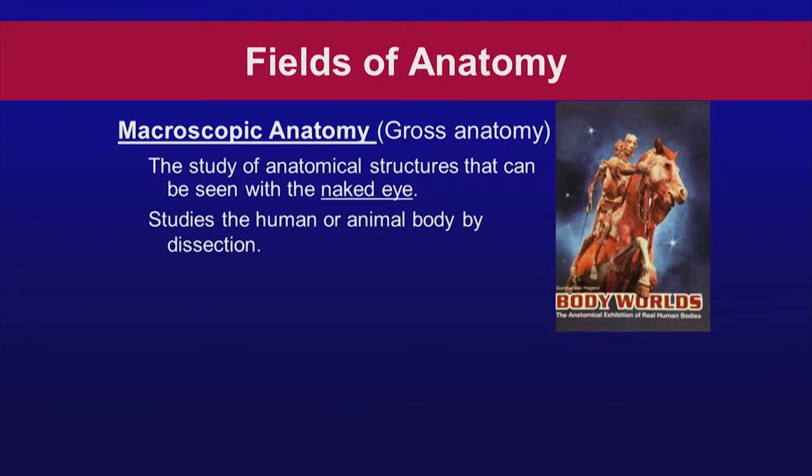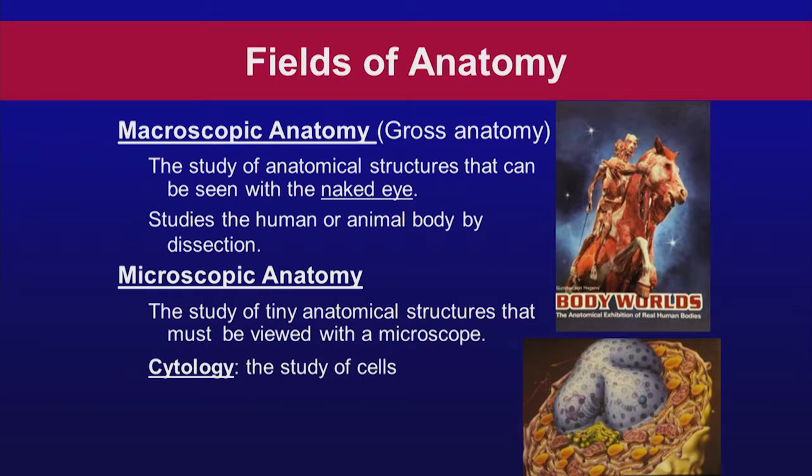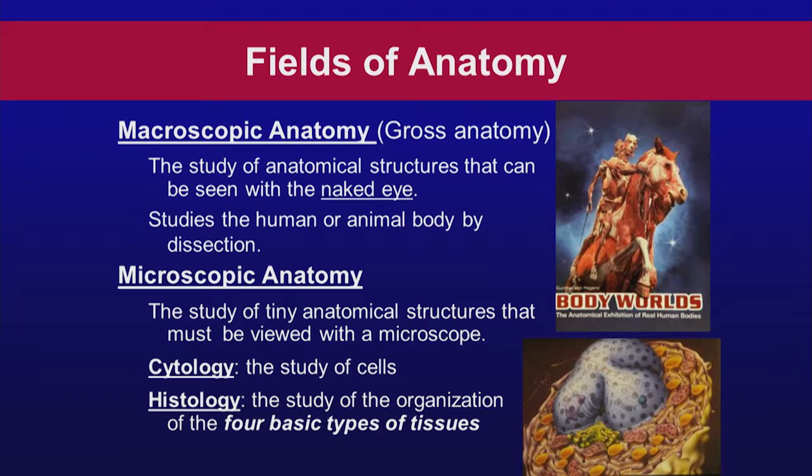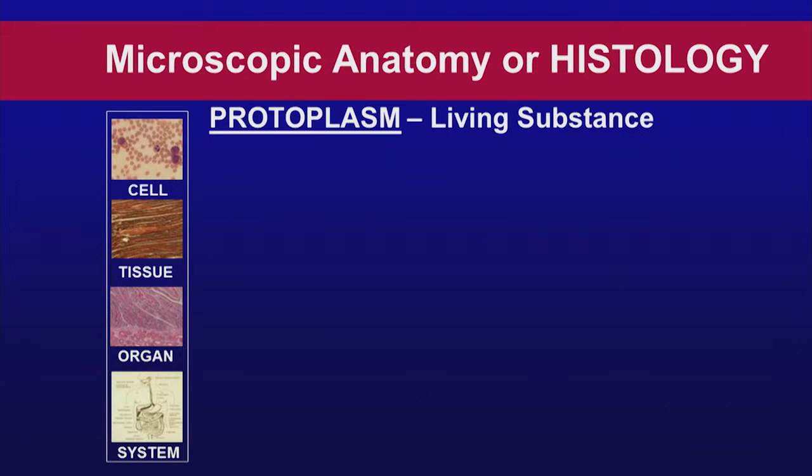Now, there's different fields of anatomy, and we'll talk about some later on, specific ones, but there's macroscopic anatomy. That is what you can see with your naked eye, and you can see those body forms of the horse and the human there. That's macroscopic anatomy. There's also microscopic anatomy, and that's what you need to see with a microscope. And that's what we'll be talking about today. There's cytology, which is just cells, or histology, which is the study of the organization of the body, and the whole body is divided up into 4 types of tissues, and that's what we're going to talk about today.